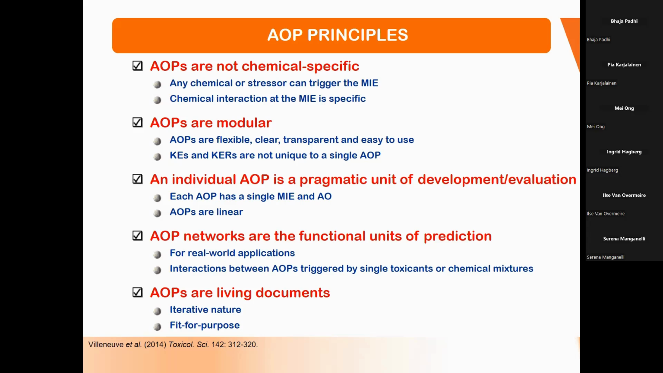The third principle says that an individual AOP is merely a pragmatic unit for development and evaluation. Indeed, in the early days of AOPs, the AOPs that were introduced at that time only had one starting point, one MIE, and one endpoint, an AO. But of course, we know that toxicity in reality is much more complex than that, because you can have parallel pathways, you have crossing of pathways. And that is exactly why we have these so-called AOP networks, which are the real functional units of prediction. So these can be used for real-life applications, and I will be showing you some examples further on.